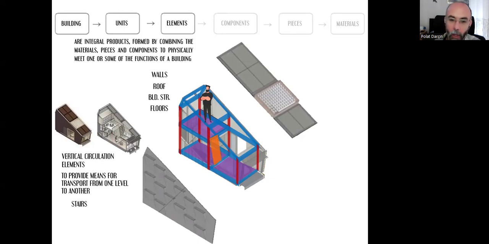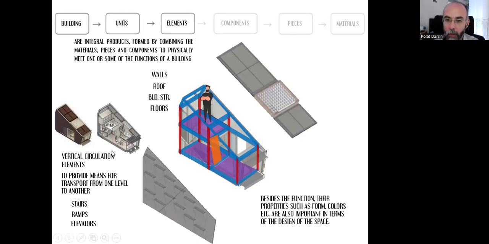We need to provide means for transport from one level to the other level for the user, and stairs is only one option. There are other options such as ramps or elevators, and hopefully next week or the week after that, we are going to look at the details of ramps and elevators too. But the subject of this video is stairs. Besides the function, stairs properties such as form, colors, etc. are also important in terms of designing the space, because as you can easily understand, this space, this volume, will be created by many different things, and stairs are a part of that.